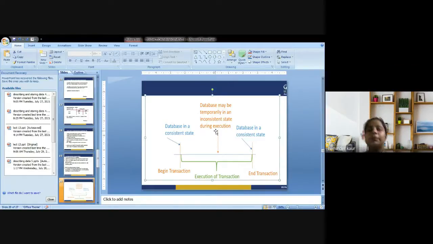Because it might be the case that the database may be temporarily in an inconsistent state during execution. And why does that happen? Because we are not dealing with the operations appropriately. We are not dealing with the logs. We are not giving importance to the write operation. Because in between, when we are dealing with concurrent transactions, we are starting new transactions. So that is what leads us to an inconsistent state.